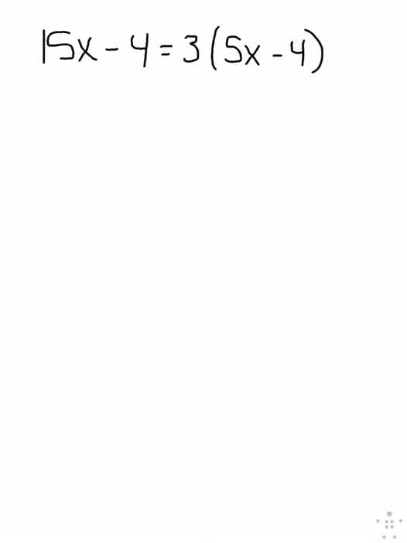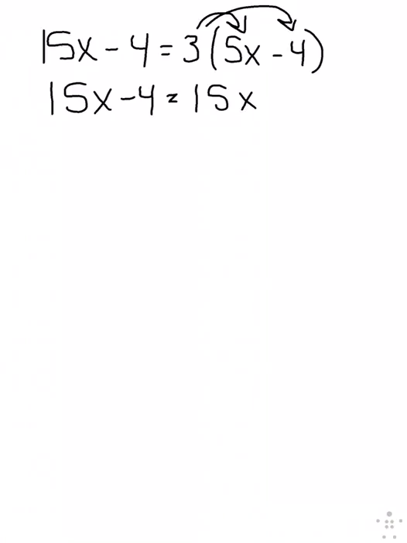Number 4, what is a possible result of simplifying the equation 15x minus 4 equals 3(5x minus 4)? First step is to distribute. We get 15x minus 4 brought down. 3 times 5 is 15x. 3 times negative 4 is negative 12.